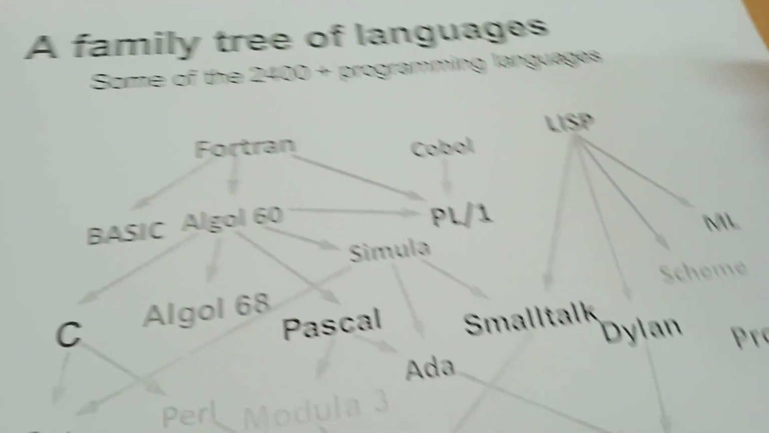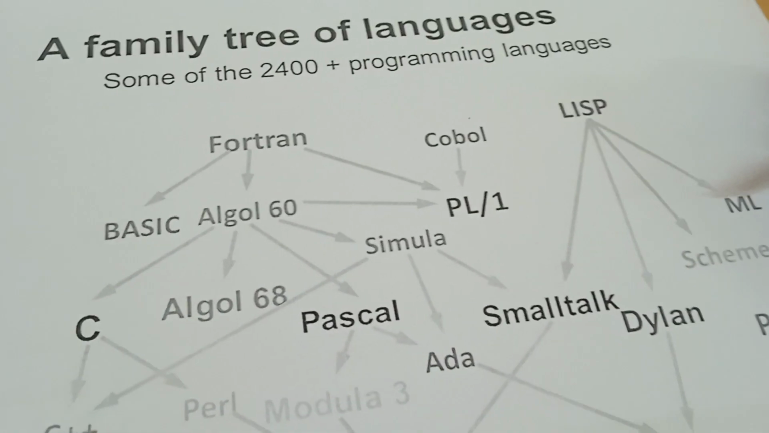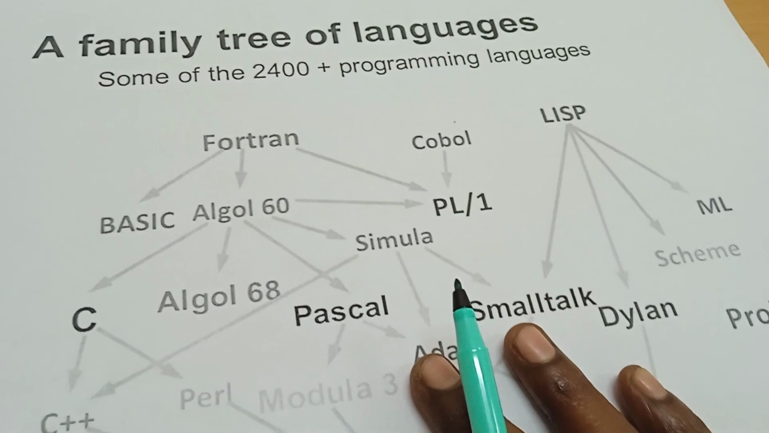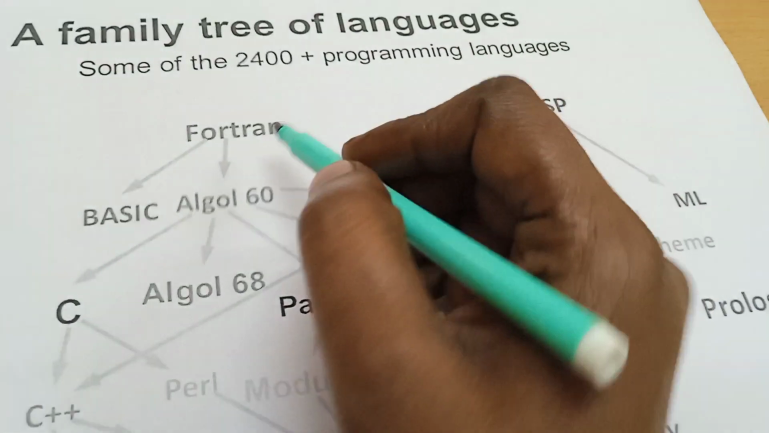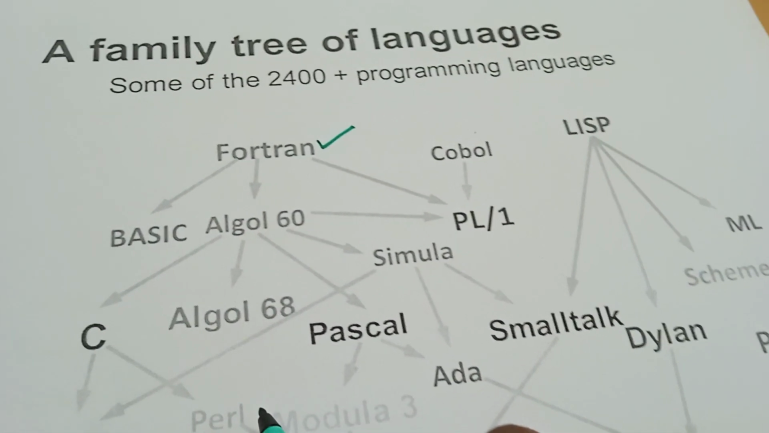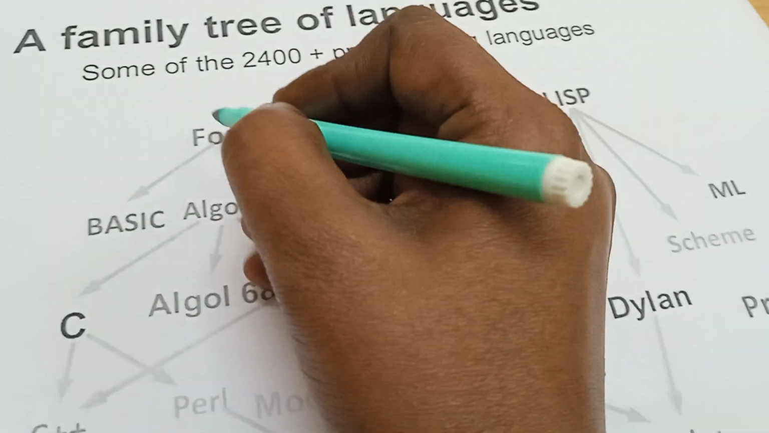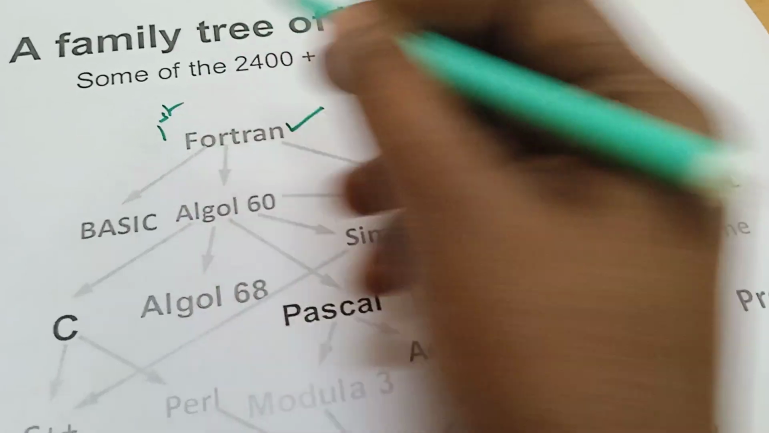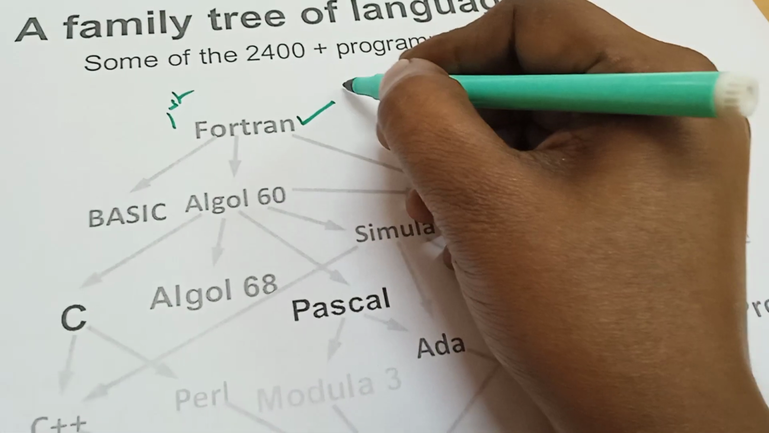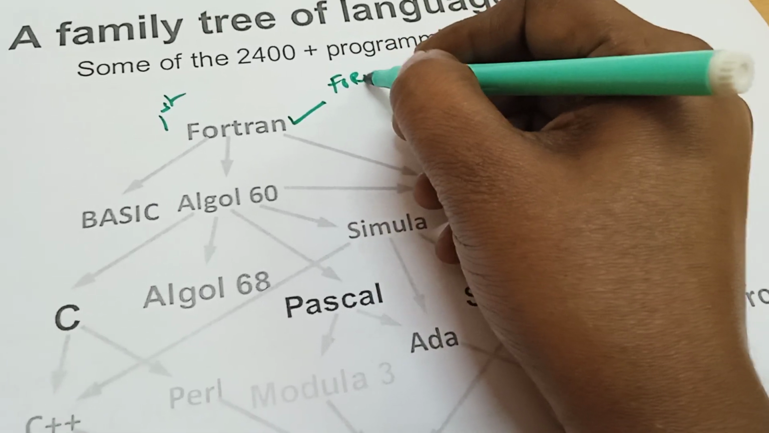Look at this image. With this you can understand what a family tree of languages is. You can see one language on the top, which is Fortran. Fortran is the first traditional programming language. Fortran basically stands for formula translation.